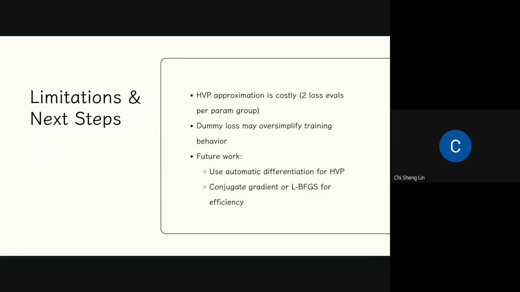Okay, to conclude about the Hessian method: while this method is conceptually simple, it requires 2 extra loss evaluations per parameter group, which can be slow, and also the dummy loss might not perfectly reflect the true training objective. So in future versions, we might be able to use AutoGrad tools for faster and more accurate HVP computation. Next.